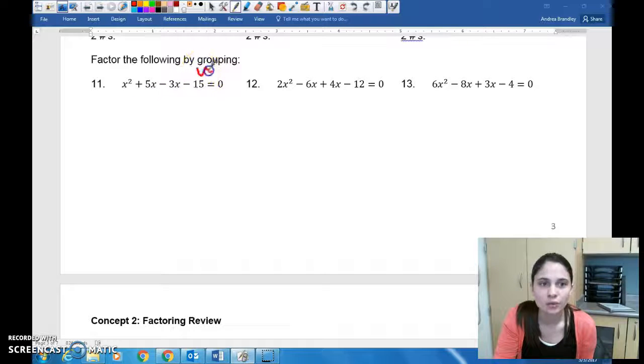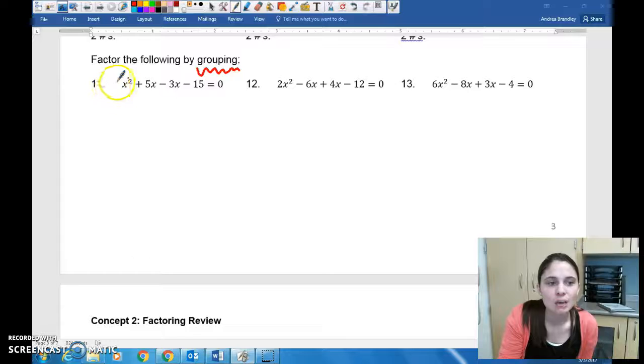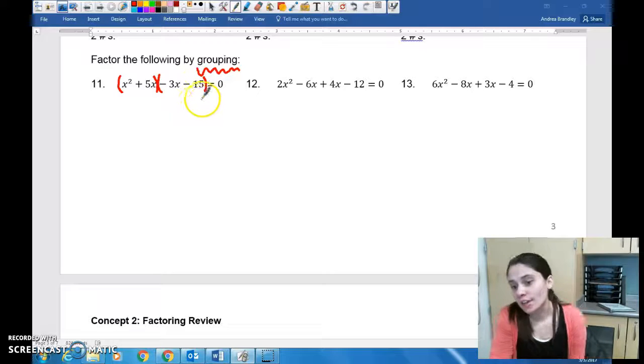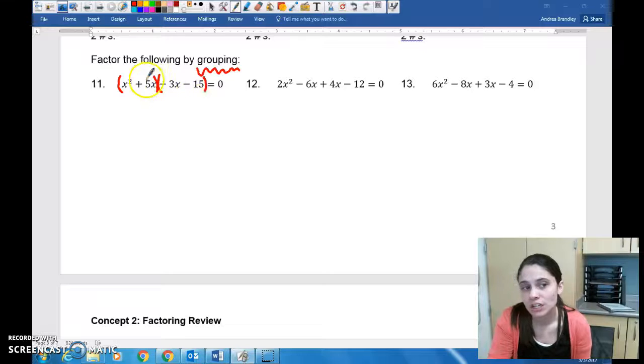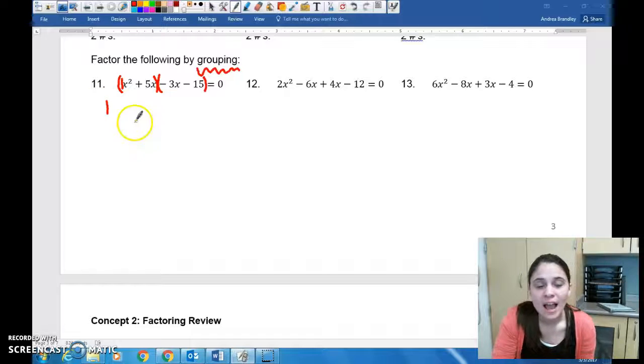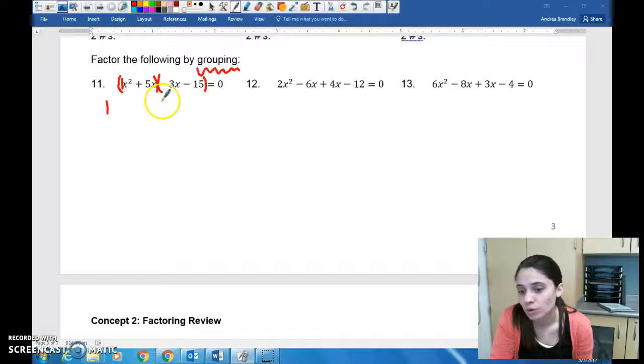The reason we call it grouping is because the very first step is you're going to group your first two together and group your second two terms together. And then we're going to do a thing that you've already learned and pull out the greatest common factor of each group. So I'm going to start by just looking at these two, and this is a 1x squared. So I can factor out a 1, is all that I can factor out of those two. And this is where factoring out a 1 is useful. So when you're factoring by grouping, if you can factor out a 1, factor out a 1.